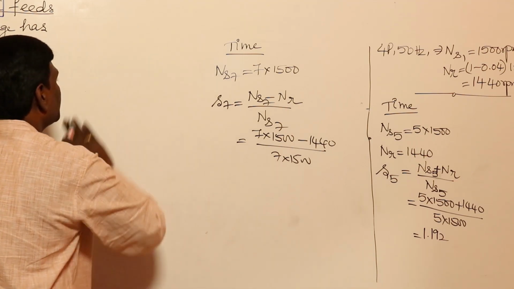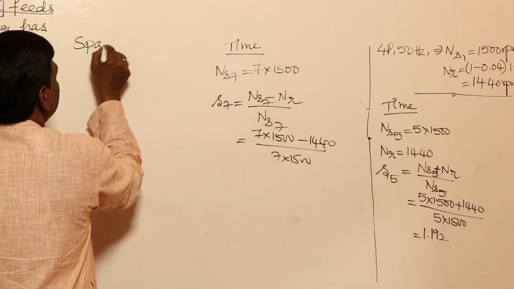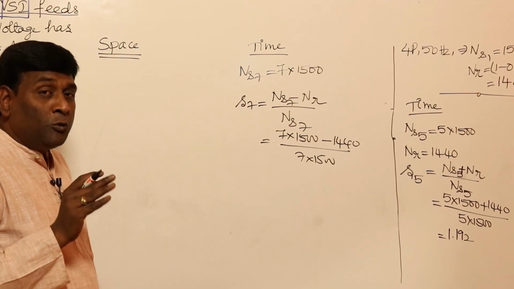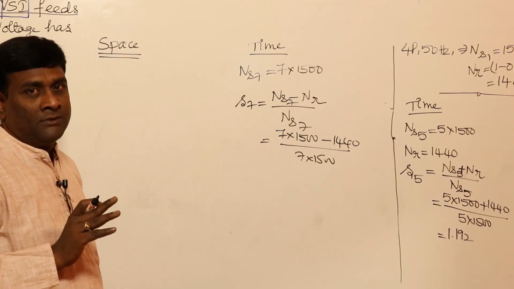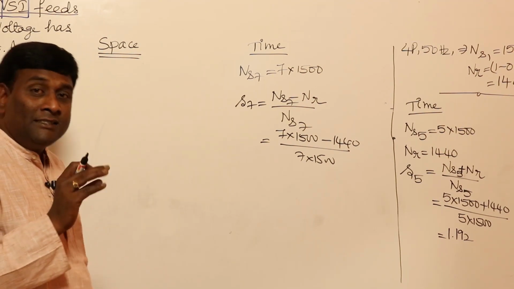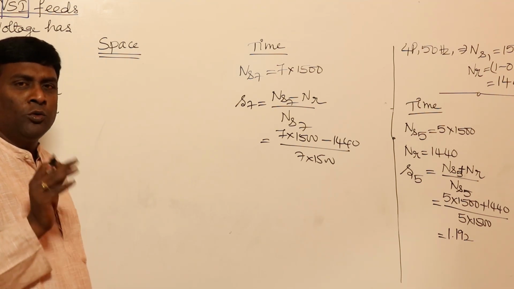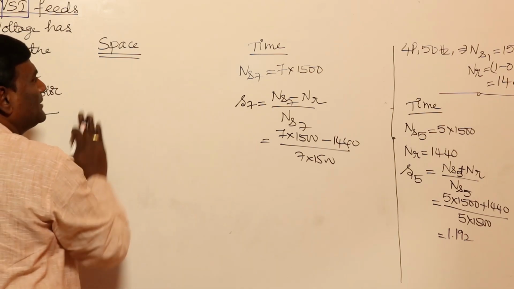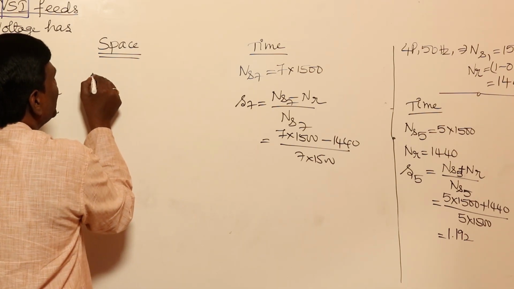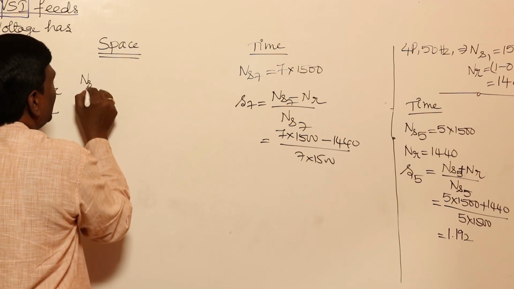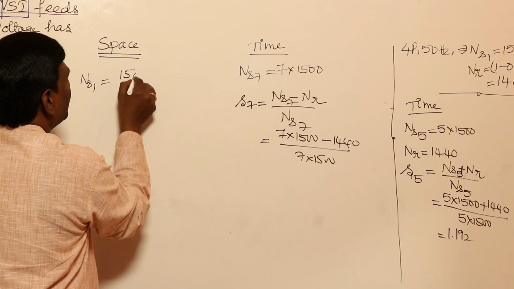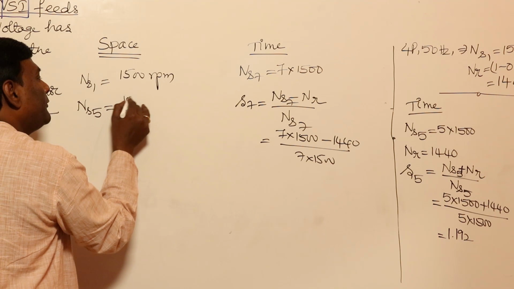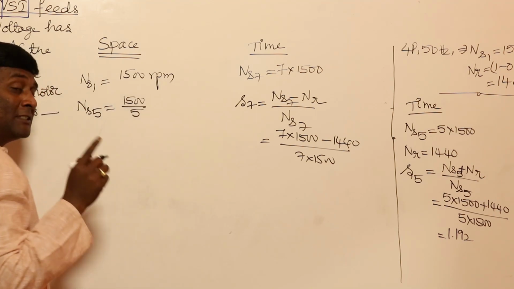Now let us think of space. Space in the sense directly they will ask you. If they don't give you anything, it will be space. If they give you inverter, 6-step, input voltage, then in those conditions time should be taken. In normal conditions we can directly take space. For example, they might ask you the fifth harmonic, space only. So the fundamental is going to be 1500 rpm. So the fifth harmonic component is going to be 1500 by 5 because it is space.